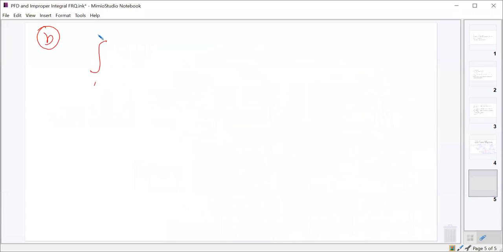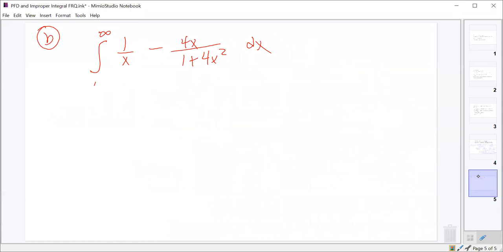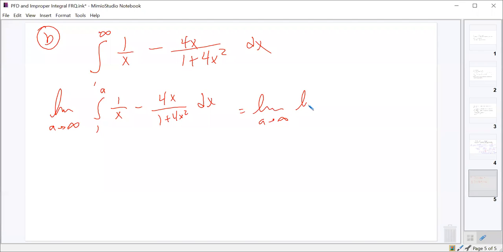So it should be the integral from 1 to infinity of 1 over x minus 4x over 1 plus 4x squared, I think. Yeah. And so they will dock you points on these if you don't rewrite it as a limit. It doesn't really matter what variable you use. We'll say the limit as a goes to infinity of the integral from 1 to a of 1 over x minus 4x over 1 plus 4x squared dx.